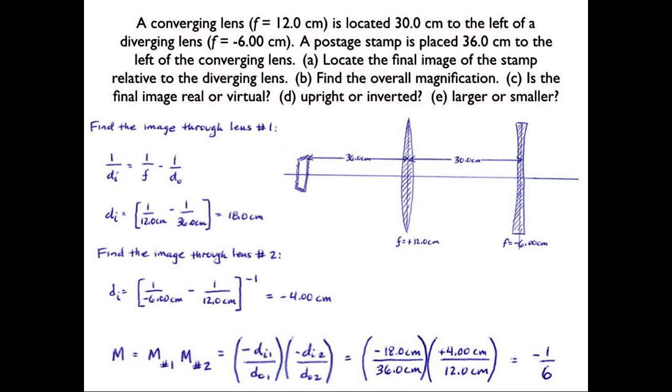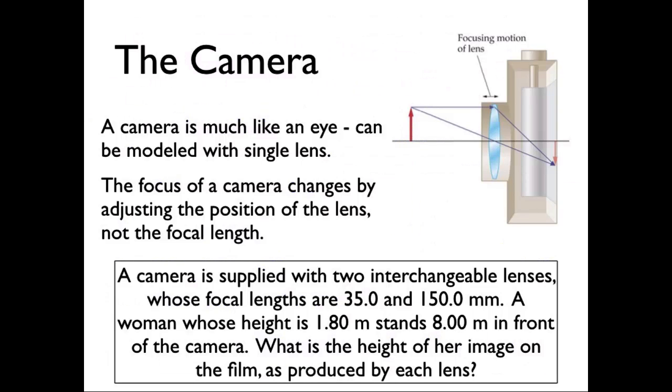We have addressed that. The final image is virtual, formed by this diverging lens. Diverging lenses only form virtual images. Is it upright or inverted? Well, the minus sign here tells us that ultimately, relative to the original object, the image is inverted, and that fraction is less than 1, so it tells us that the final image is smaller than the original object in that system.